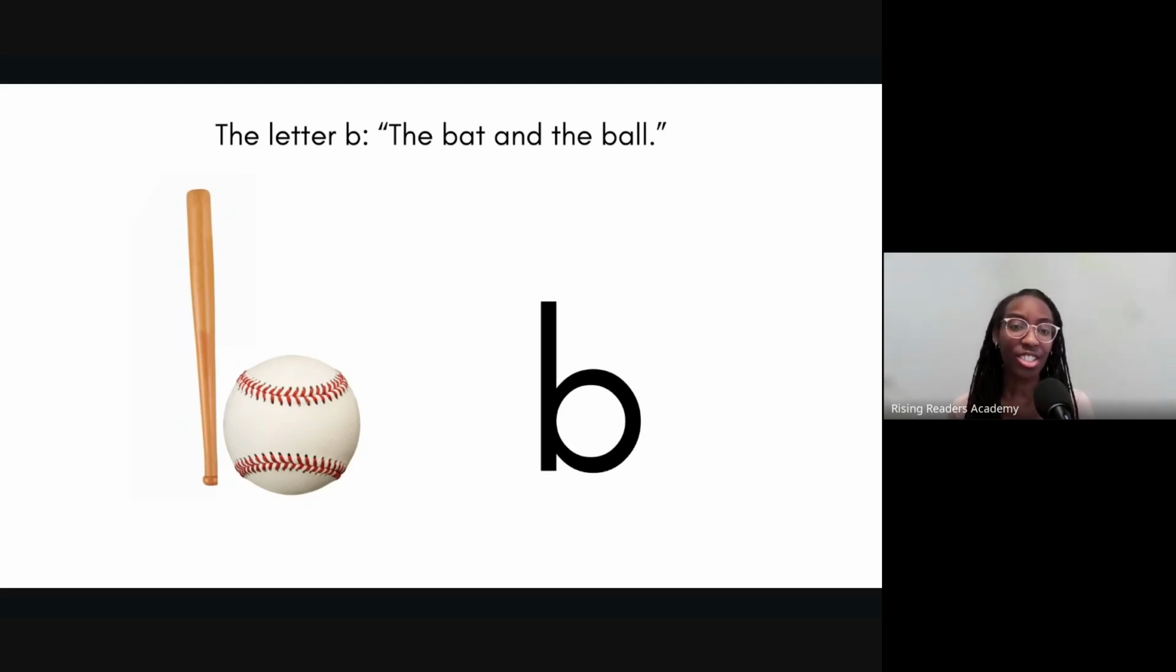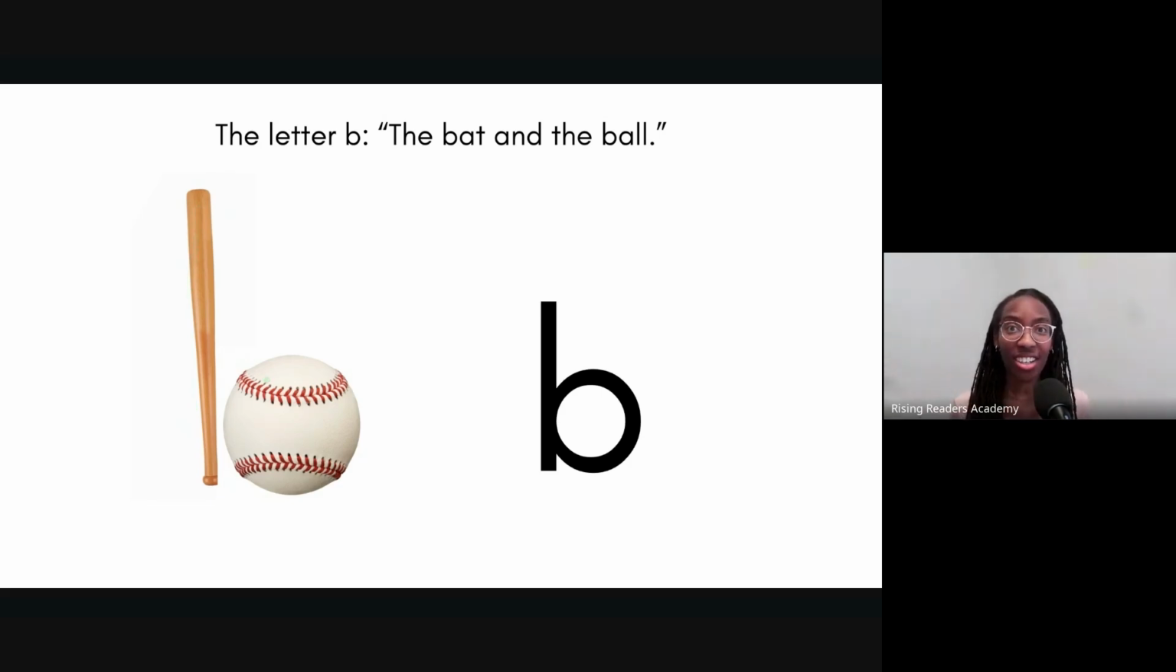How you would teach your child to recognize the lowercase b is with this visual, the bat right here, and the ball. So when they see this letter, think if it's a bat and a ball, it's the letter B. In the resource I've linked below, there's actually a song you could sing along to help your child remember how to form a B. It goes, the bat and the ball, the bat and the ball. That's how we make a B, the bat and the ball.